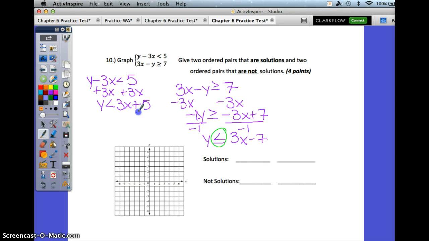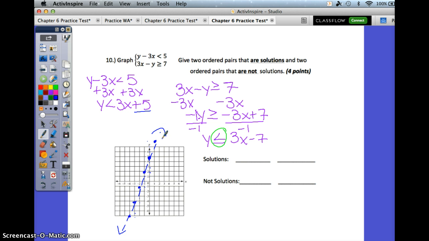The first one has a y-intercept of 5, so we go up 1, 2, 3, 4, 5. And you have a slope of 3, so you go up 1, 2, 3 to the right 1. Down 1, 2, 3, left 1, and repeat. And because it's just less than, we have a dashed line.